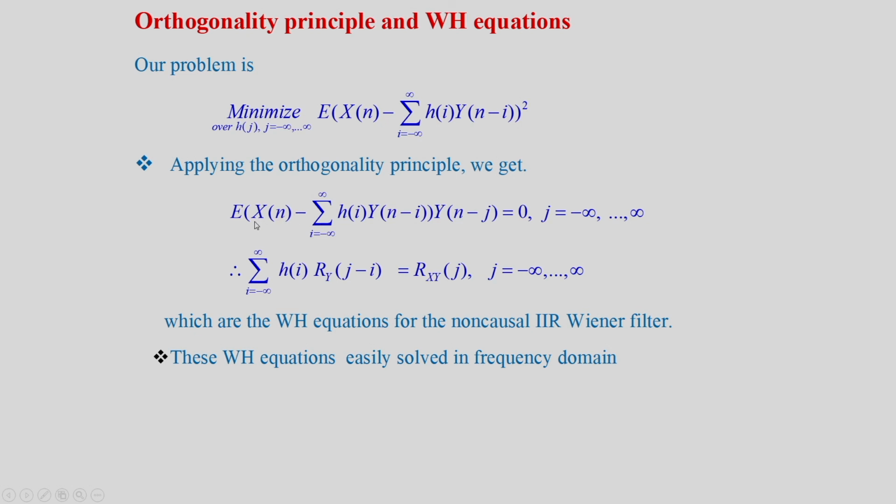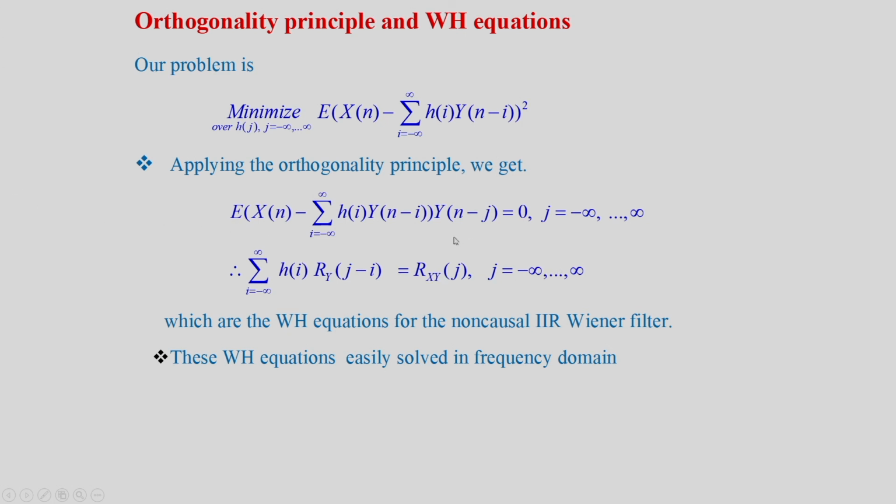Applying the orthogonality principle, we get E of (x(n) minus summation h_i into y(n minus i), i going from minus infinity to infinity) into y(n minus j) is equal to 0 for j equal to minus infinity up to infinity. Now, this equation can be rewritten as summation h_i into r_y(j minus i), i going from minus infinity to infinity, is equal to r_xy(j), because E of x(n) into y(n minus j) will be equal to r_xy(j). Similarly, E of y(n minus i) into y(n minus j) will be r_y(j minus i). Therefore, we get this equation: summation h_i into r_y(j minus i), i going from minus infinity to infinity, must be equal to r_xy(j) for j going from minus infinity to plus infinity.